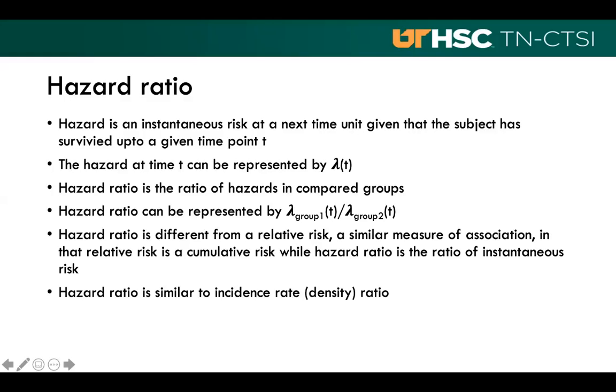Hazard ratio is similar to incidence rate, or incidence rate density, or incidence rate ratio. So the incidence rate ratio or incidence density ratio takes person-time into account. It uses the person-time or person-years, for example, how many people will survive for this given number of years, as a denominator. So that is similar to the hazard ratio, and the incidence rate ratio or incidence density ratio calculated for a study can provide about the same effect size as the hazard ratio.